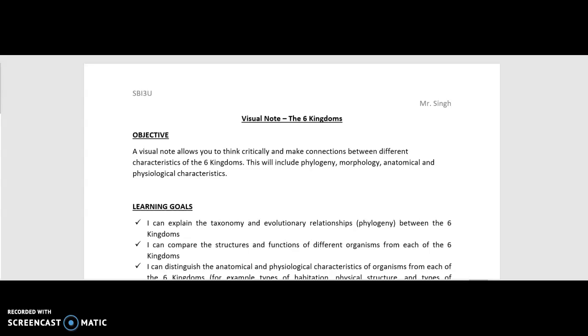So what you're focusing on is phylogeny, morphology, anatomical and physiological characteristics. And those words hopefully are comfortable now, but if not, please do make sure to add them to your vocabulary.